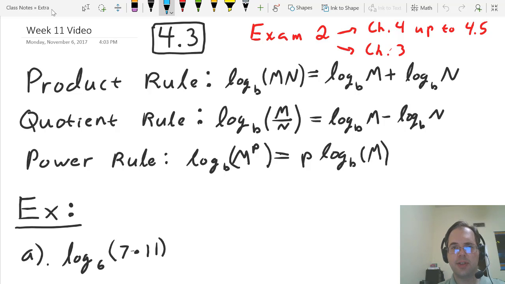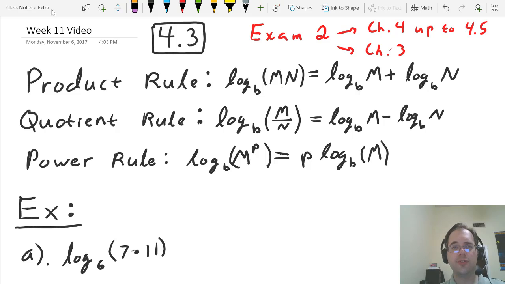The product rule you'll see right here. What the product rule does is it allows us to take a single logarithm with multiplication inside of it. Here we have the two things being multiplied together, and then we can split that up into two logarithms, where these two logarithms are being added together. So that's the idea of the product rule. Conversely, we can take two logarithms that are added together and join them back into a single logarithm, where the inside things are being multiplied together.